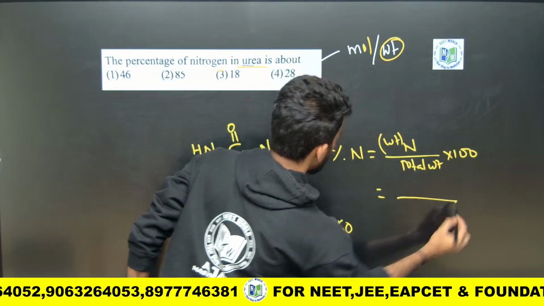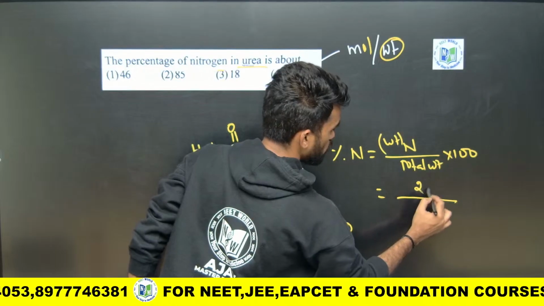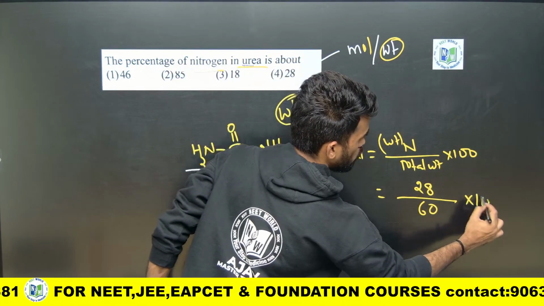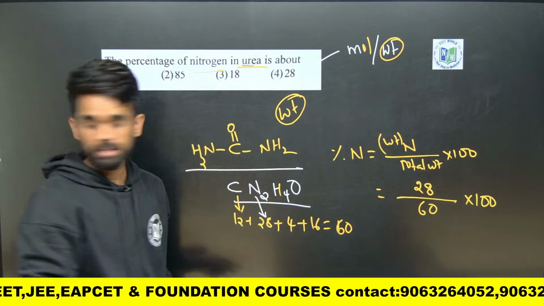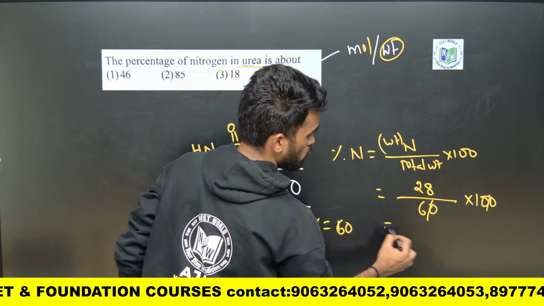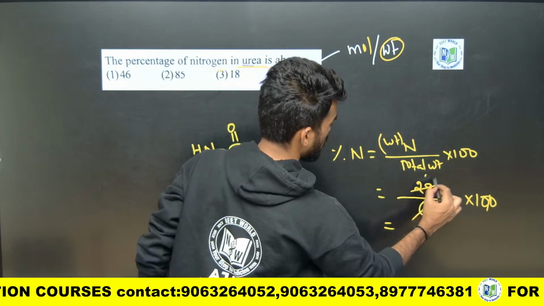So what is the weight of nitrogen? Here we have the weight of nitrogen as 28. So in the numerator you can take 28. Total weight is 60, take it here, and into 100, right? This is how you need to write. Then next, remove the zeros. Okay, then next, this will become how much? This will be how many times? 4 times you will get.